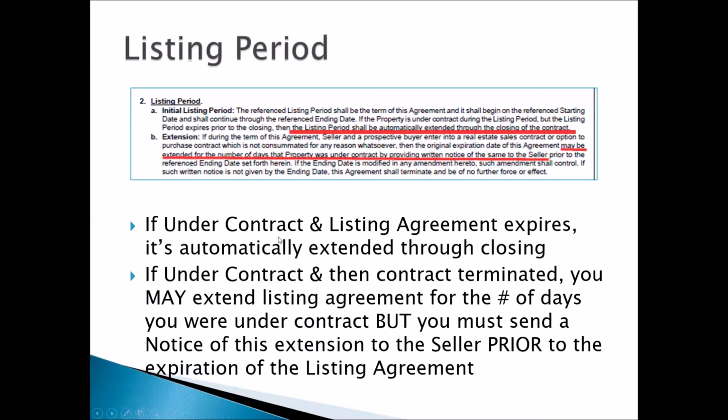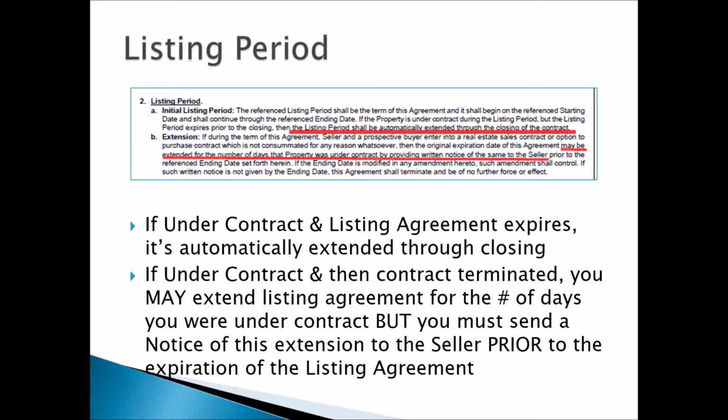All right, moving on, it talks about the listing period. We already talked about the dates. So what happens if your listing agreement expires, let's say, August 31st, but you're already under contract and you're closing on September 5th? Well, if you are already under contract, the listing agreement automatically extends through the closing of a contract if that contract is scheduled to close after the expiration of the listing agreement.